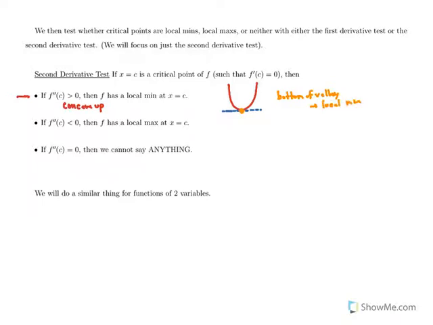So although it may seem backwards that if the second derivative is positive, we have a local min, which we usually associate with something negative, if we think about the picture of a concave up function, we get a valley. We can think about the bottom of the valley. Similarly, if it's concave down, we have the top of a mountain kind of idea, and that would be a local max.